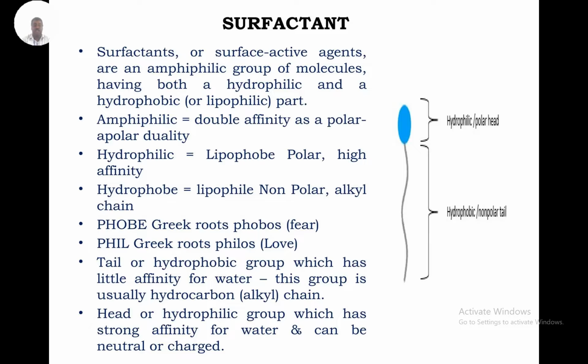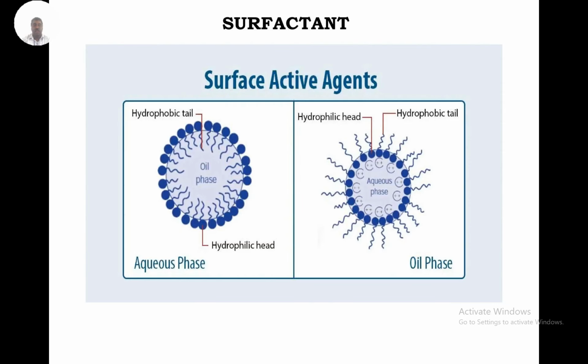The tail or hydrophobic group has little affinity for water. This group is usually a hydrocarbon chain. The head portion, the hydrophilic group, has strong affinity for water. So the surfactants have a hydrophilic head and a hydrophobic tail. This is a pictorial representation of surfactants. The oil phase is inside, the hydrophobic tail is inside and the hydrophilic head is outwards.